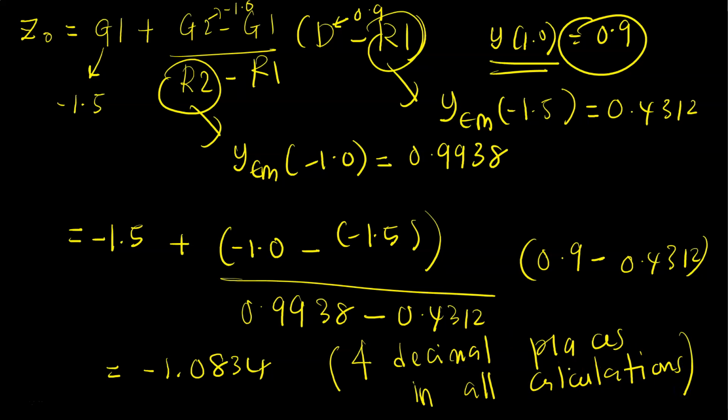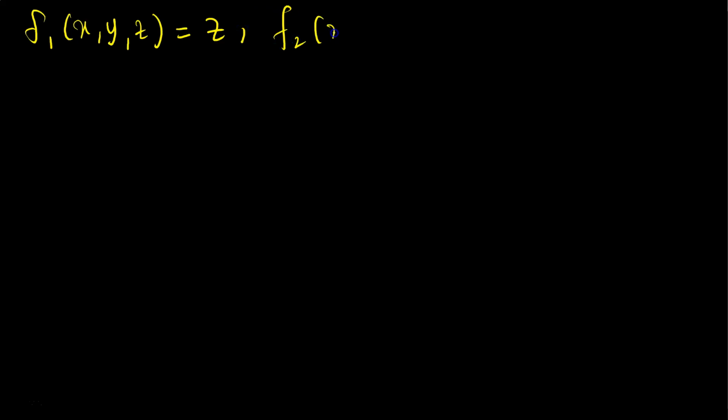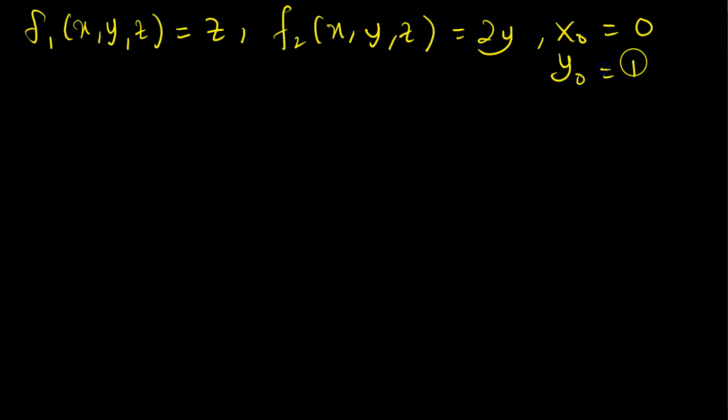Because we want to minimize round-off error. So now class, when we got this z0, you will have a system. We have our function f1(x, y, z) equal to z, and then function number 2, f2(x, y, z) equal to 2y. Then we have here x0 equal to 0, y0 equal to 1.2. And then we have z0 from the extrapolation, which is negative 1.0834 with our h 0.25.